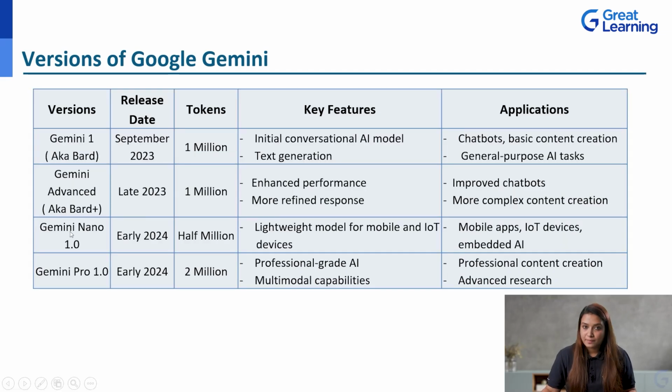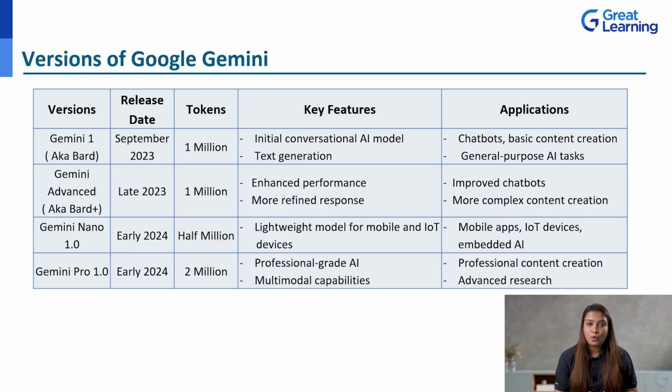So let's understand what is Gemini Nano 1.0. It was released in early 2024, but the tokens, if you could see, are 500,000, meaning it has a smaller number of tokens comparatively to other versions. Why? The reason is that it is generally used as a lightweight model. On devices like mobiles or IoT devices, you could use Gemini Nano 1.0. Generally, the applications are mobile apps, IoT devices, and embedded AI. It was specifically designed to work as a lightweight model.